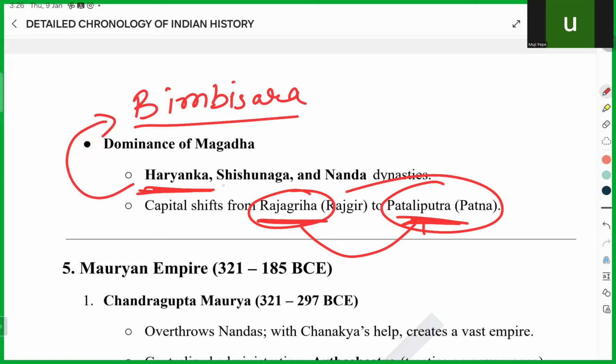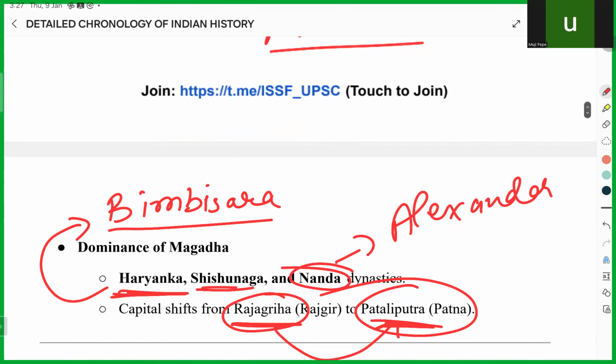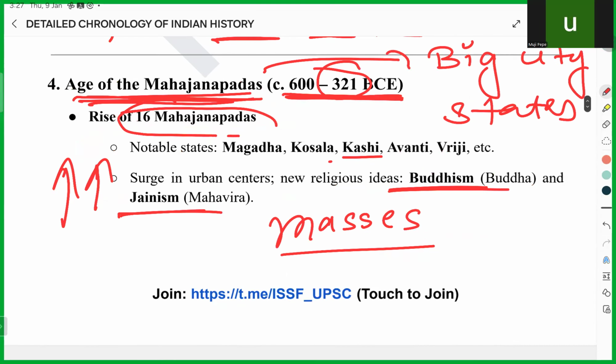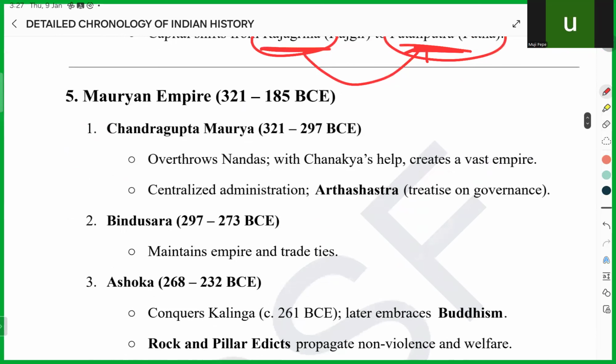And then the Shishunaga Empire, and finally the Nanda dynasty came. The Nanda dynasty was a big dynasty. It had thousands of elephants. They were contemporaries of Alexander. So till when were they there, friends? If you see, 321 BCE. From 321 BCE, the Magadhans were dislodged by the Mauryans.